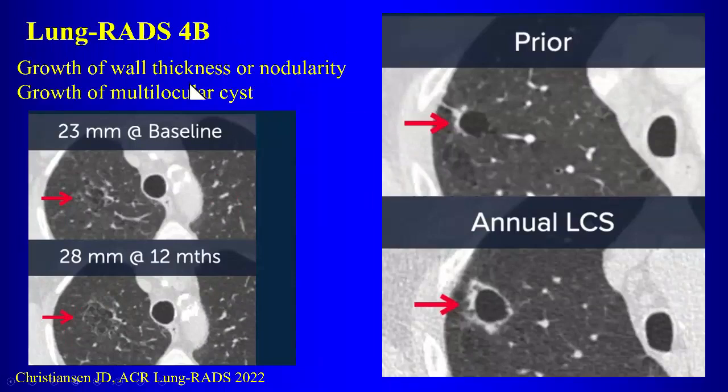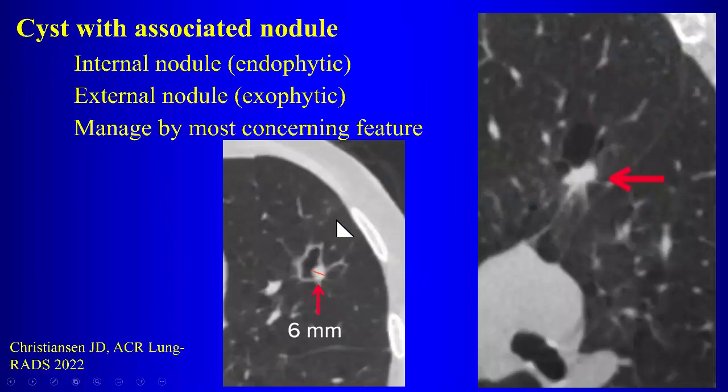Now, if there's growth of the cyst itself or the wall thickness or growth of any associated nodularity, then it gets upgraded to a Lung-RADS 4B. So here in these examples, you can see how the lesion grew from 23 millimeters to 28. And then here also we can see that there's been some increase in terms of the wall thickness of the lesion. So there it gets upgraded from a 4A to a 4B if there's any growth.